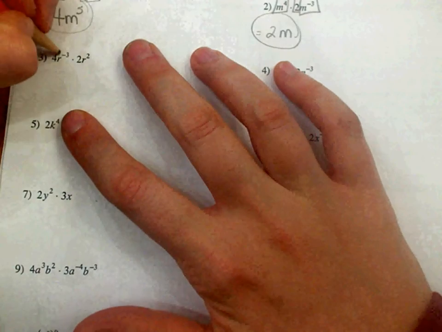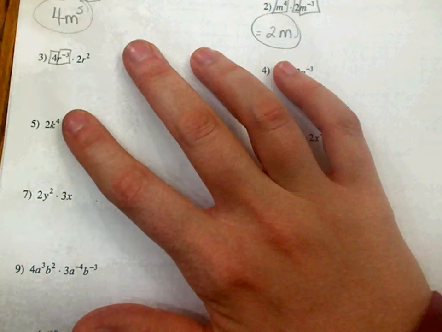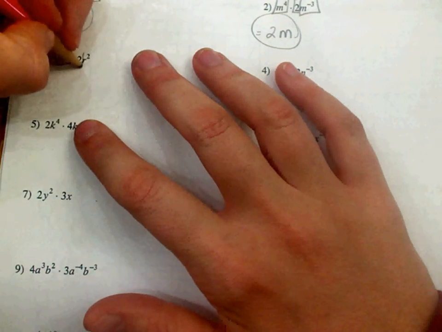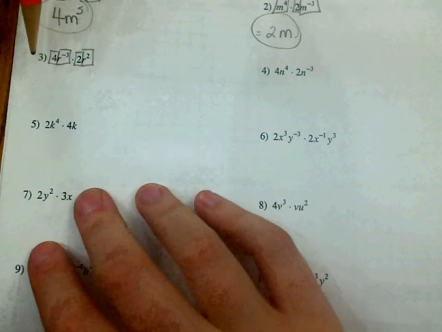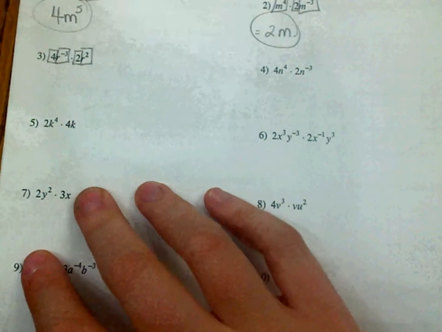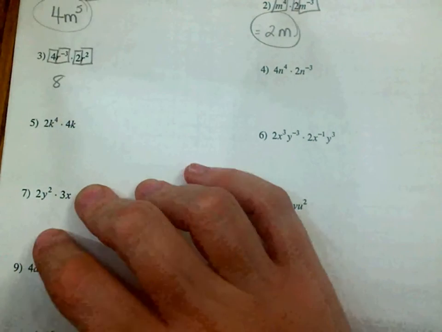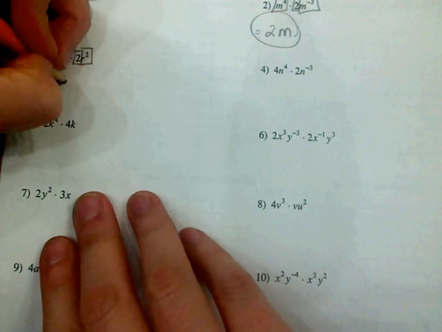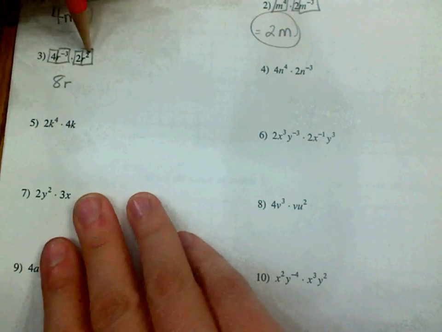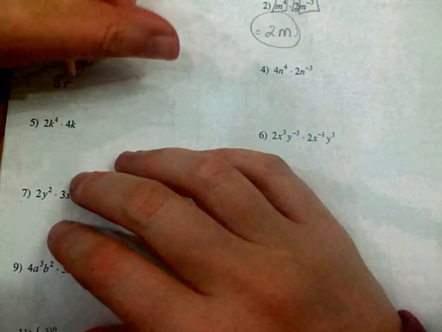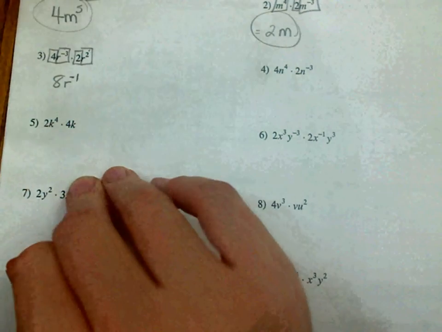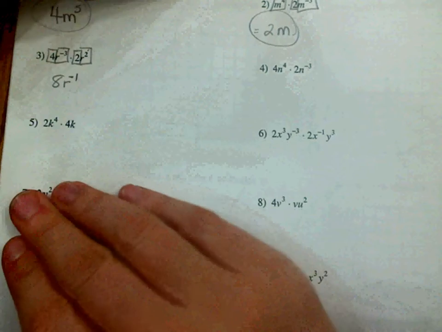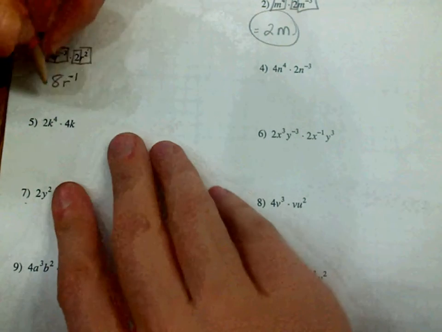Okay, number 3. Go ahead and do windows. Window on the 4, window on the r, window on the 2, and window on the other r. Okay, let's multiply the numbers. 4 times 2, that's 8. And add the exponents. We have r, so negative 3 plus 2 is negative 1. Now, your answer cannot have negative exponents. So when you have a negative exponent, you need to make a fraction.